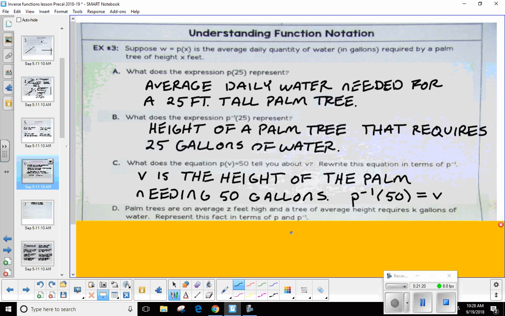If you haven't already written it out, take about 25 seconds. Your first statement is either going to be P of Z equals K or P of K equals Z. Once you make that decision, then you'll automatically know how to write the inverse. Let me give you a few seconds to take a look at that.